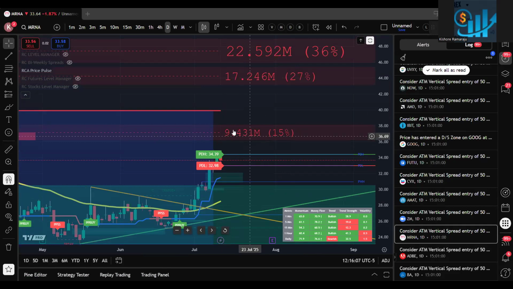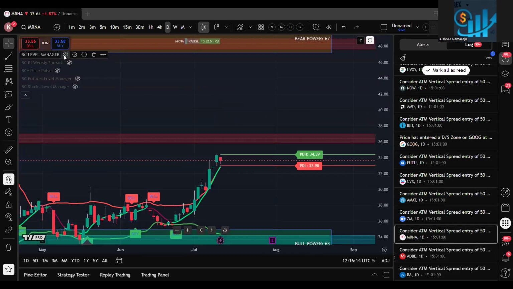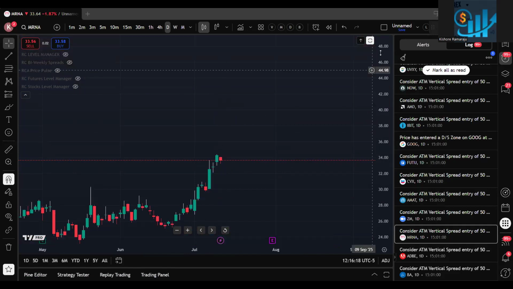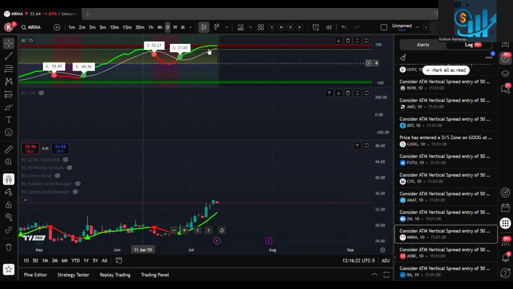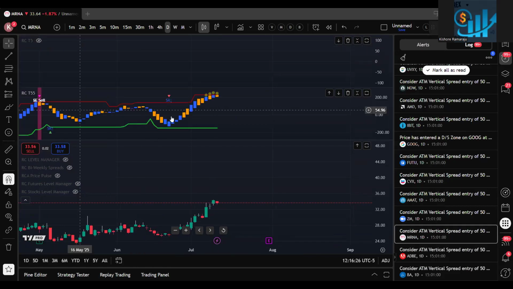So now your price pulse is telling it is very close to a big drop. Your futures level is telling there is a huge sell block here. Your T5 is telling it is close to the overbought area. Your T55 is telling it is all the way at the top. So there might be a huge drop in mRNA in the coming week, or maximum in the next 2 weeks. We will see a minimum $5, $6 drop with mRNA.